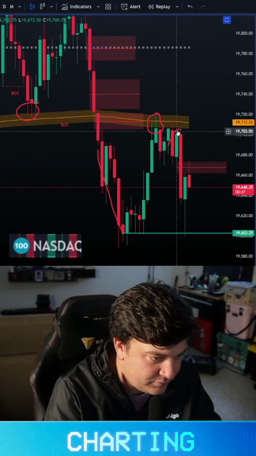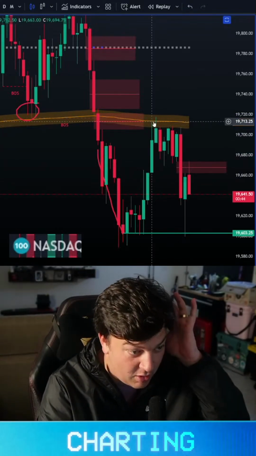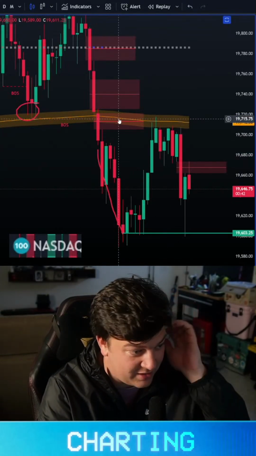But, again, beautiful. Rejection off VWAP, though, I mean, with that imbalance there was key. That was money.